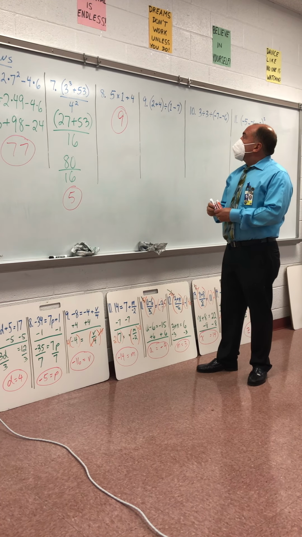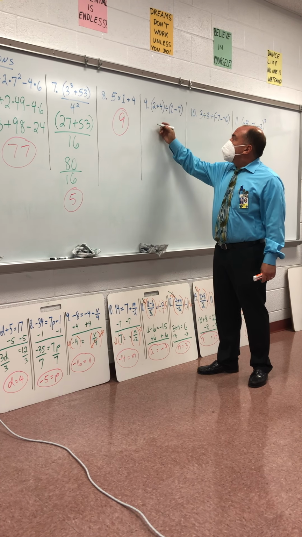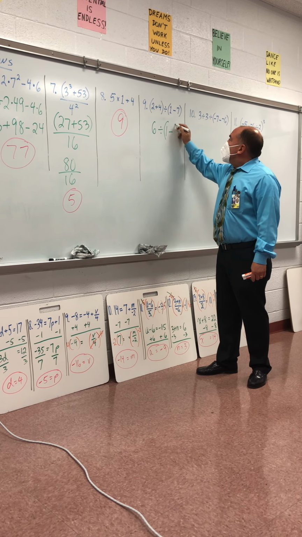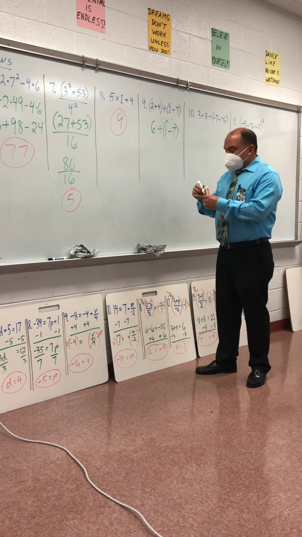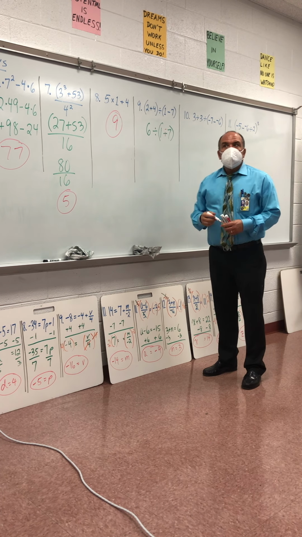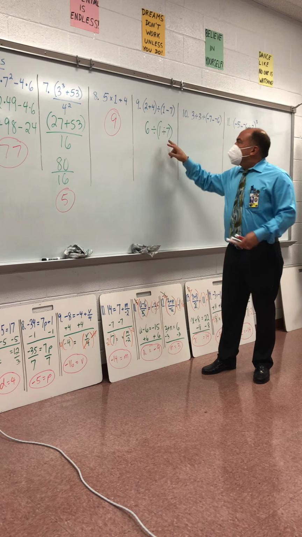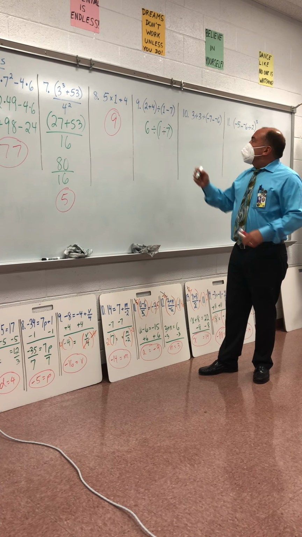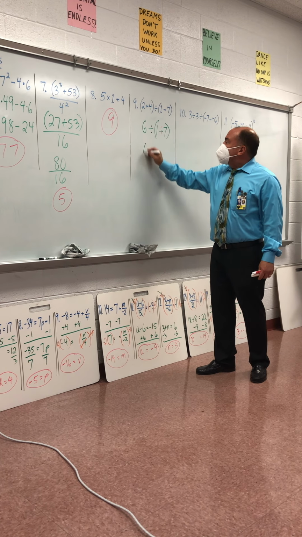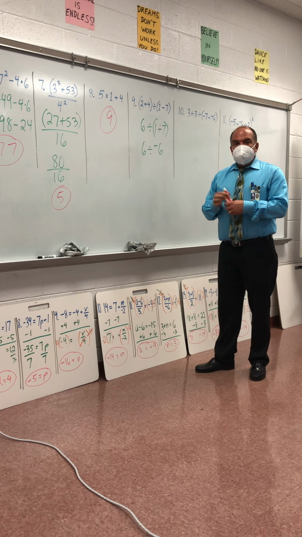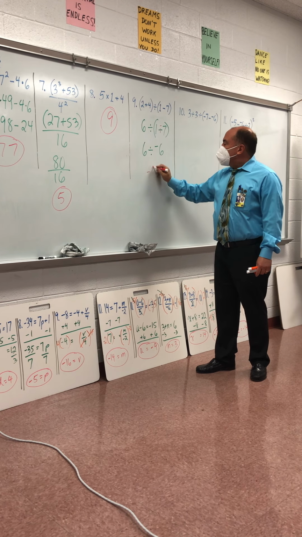Just be careful here. Parentheses first. 2 plus 4 is 6. Divided by 1 minus 7. We're going to use the two-stick rule. Bam! Bam! Signs are different. Subtract. 7 minus 1 is 6. The bigger number is negative, so it's 6 divided by negative 6. 6 divided by negative 6 is negative 1.